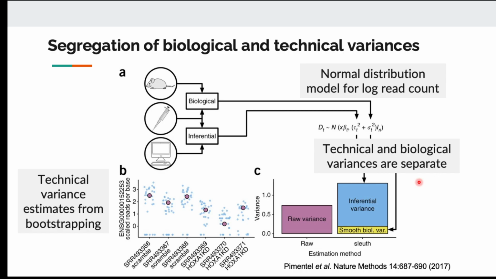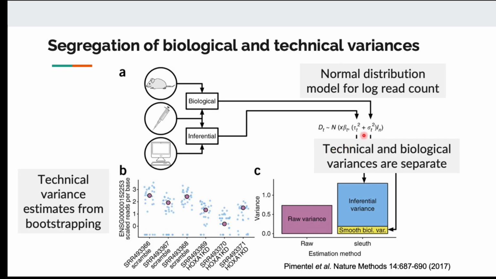They assume that in your data, your read count is going to be affected by two types of variance. One is biological. If you go from one mouse to another, one plant to another, one patient to another, even if they have the same disease, there's going to be some biological variation. A different person is not the same. And then there's what they call inferential or technical variance, which is caused by your laboratory protocol.